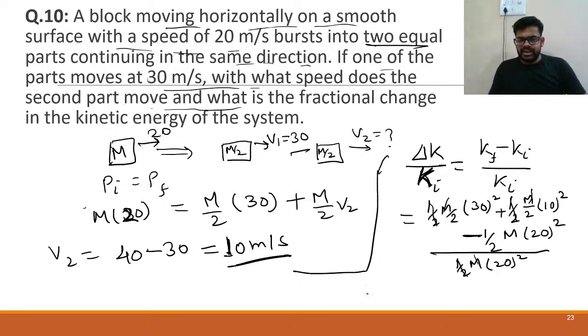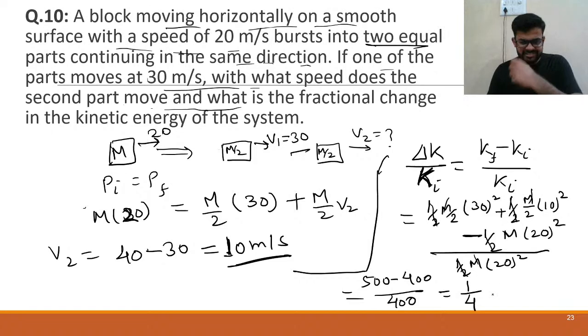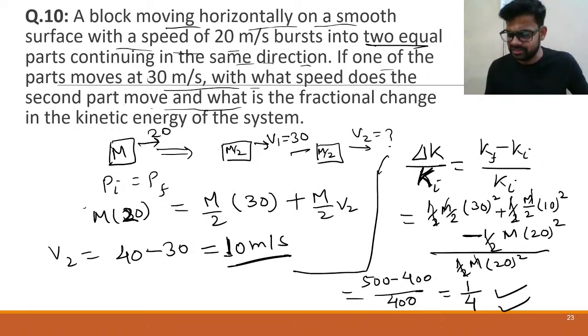Okay. So finally what we are getting is 900/2 plus 100/2. Yeah, this is 30 square is 900 and this is 100. So 1000/2, 500, right? So we are getting 500 minus 400, divided by 400. Okay. So what is the final value? That is 1 by 4. We are getting 1 by 4. So the fractional change in kinetic energy is 1 by 4, that is the answer.